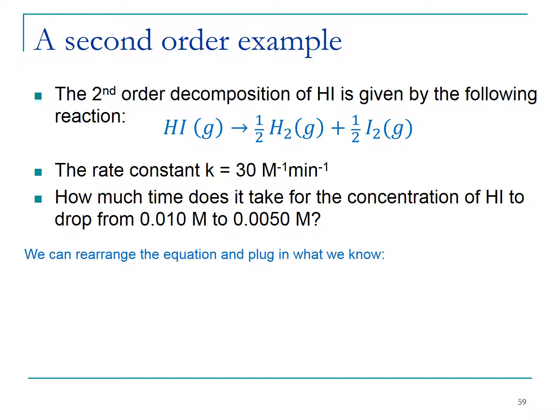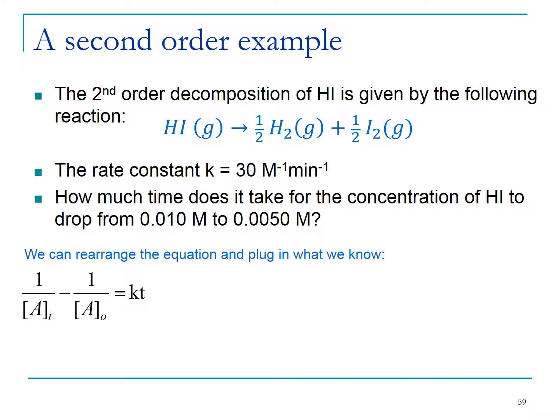All right, so let's look at a second order example. The decomposition of HI is given by the following reaction. The rate constant is 30 inverse molar per minute. How much time does it take for the concentration of HI to drop from 0.01 molar to 0.005 molar? All right, so let's see what we know. We know that the initial concentration, [A]0, is 0.01 molar. The final concentration at the time that we don't know, that we're looking for, is 0.005 molar. We know the k, so we can plug in what we know.